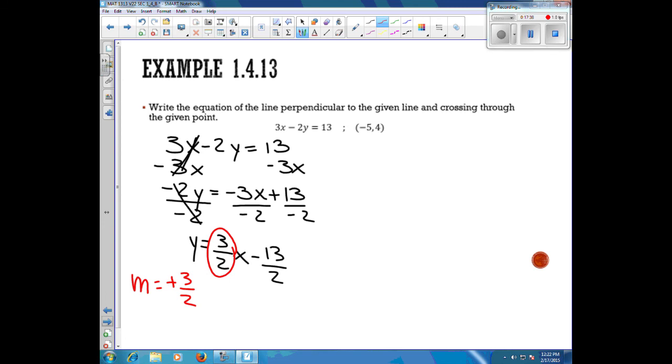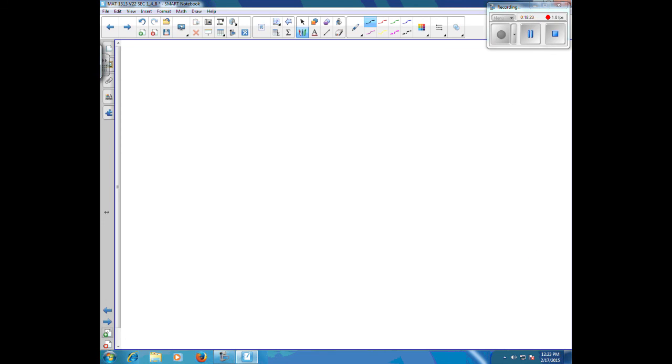We want the slope of a line perpendicular to this, so we're going to need to find the opposite reciprocal. So our perpendicular slope, we're going to flip the fraction and change the sign. So 3 halves becomes 2/3, and it's negative. And now we have our given point, negative 5 and 4. We've got the slope of our perpendicular line, which is negative 2/3, and the point, which was negative 5 and 4.